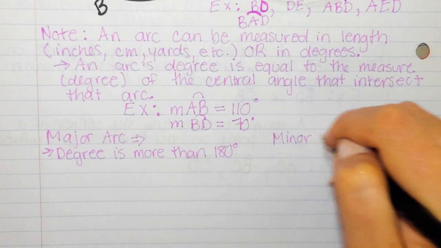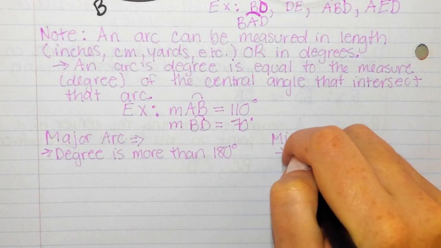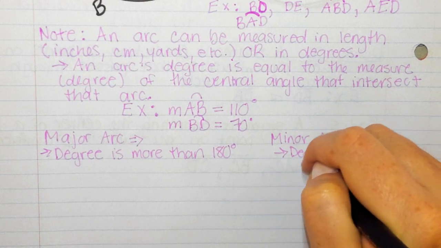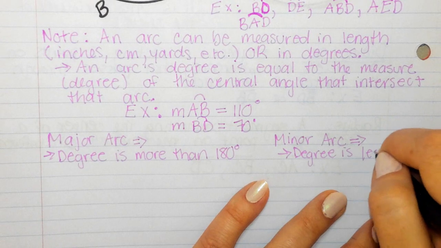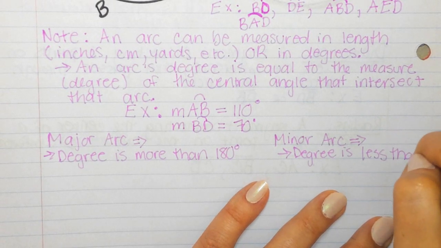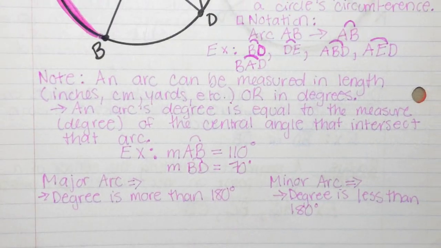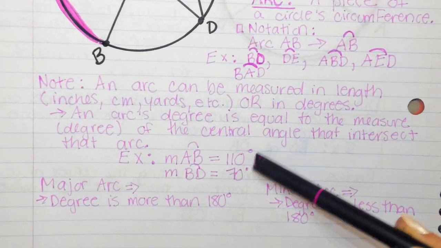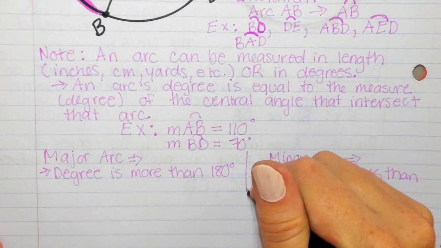Or you can have minor arcs. And this is where the degree is less than 180. So both of our examples here are 110 and 70. These are both examples of minor arcs.